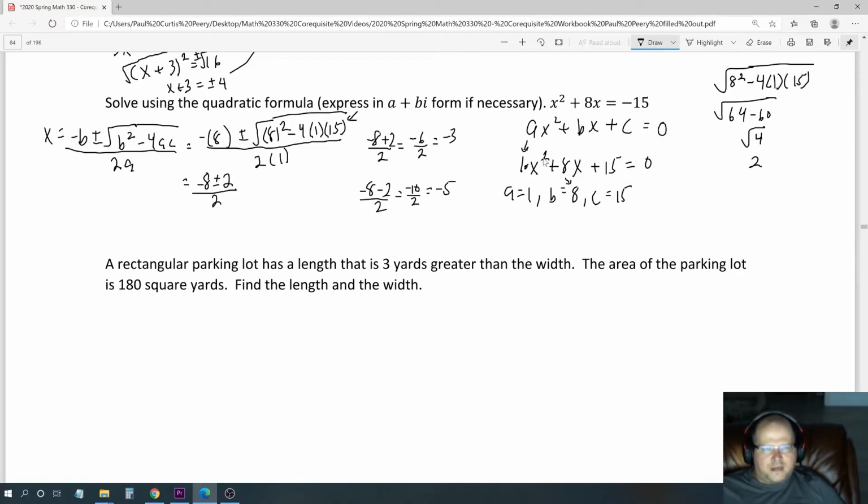All right, and at that point we have a couple of answers, right? So we have negative 3, and we have the negative 5. So we got our two answers from that one. And they were both real answers, so we're good.